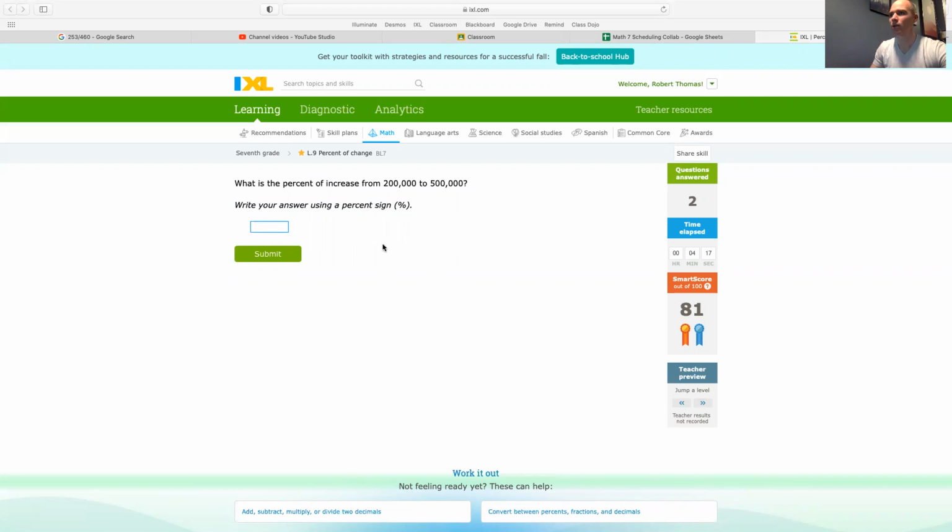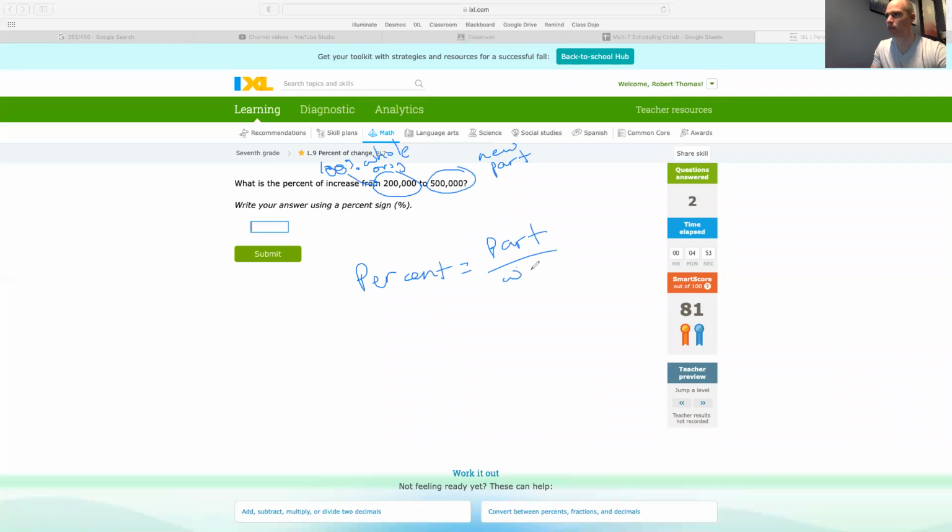I'll do this one. So what is the percent increase if you go from 200,000 to 500,000? So in this case, this is my whole or original number, which always represents 100%, right? So this is my 100% number. All right, and then this is my new number that I get after the increase or decrease, and this is what we sometimes also refer to as the part. And we're trying to find a percent here, so we're going to use percent equals part divided by whole.